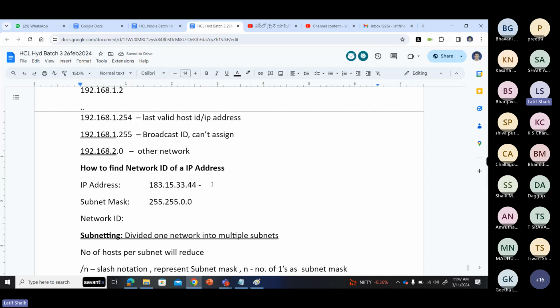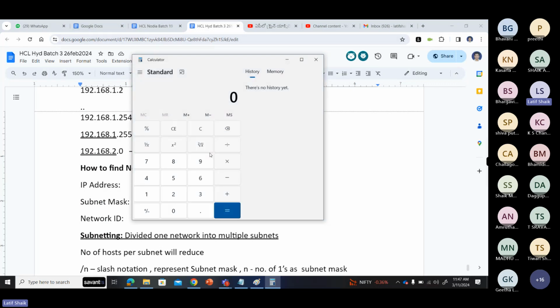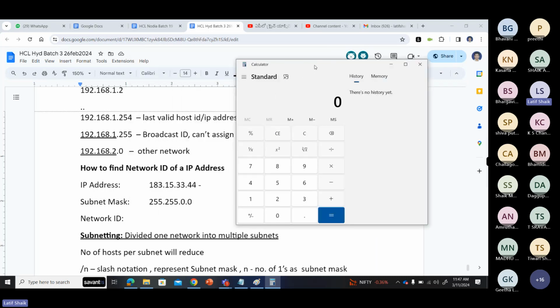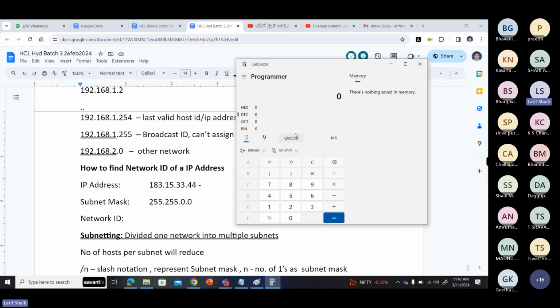183 in binary. If you use a calculator, you can convert it, or you can use browser-based calculators; applications are also available. If you want, you can try the programmer mode. I use 183. This is the binary number. It must be converted into 8-bit form, and it is already 8 bits.